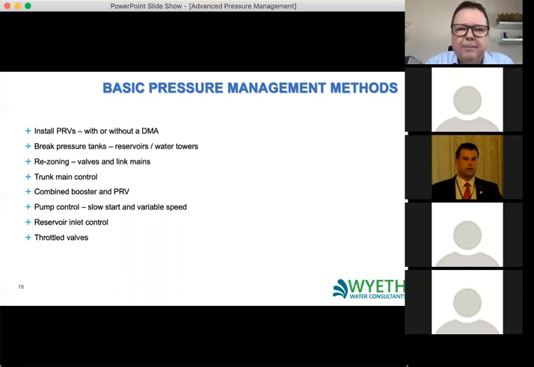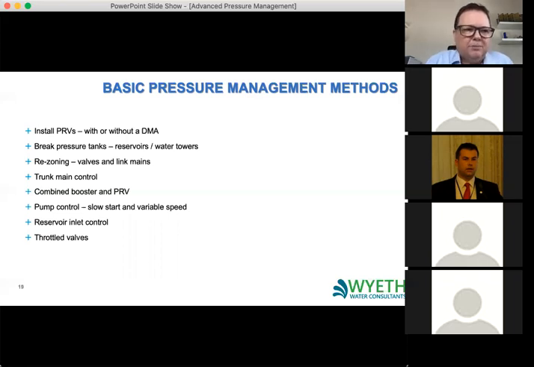If you haven't, it may be worth looking at your older fixed speed pumps and seeing how you can turn them into slow start, slow stop pumps using either a different drive, so getting a variable speed motor, or using a pump control valve so that when the pump starts, it's pumping against a closed valve and then it slowly opens.